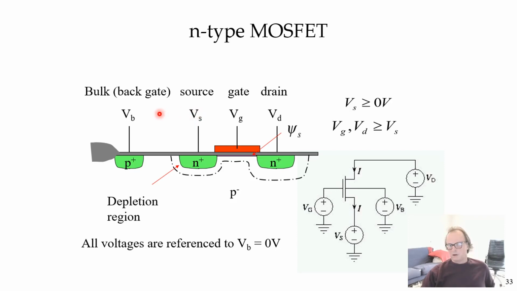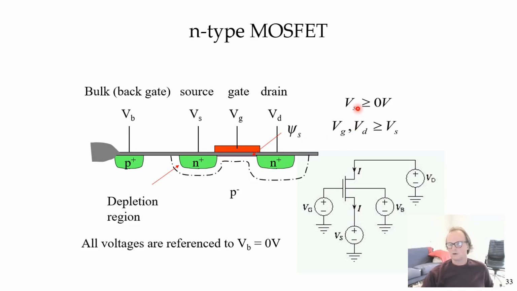And the current in the transistor depends on the combination of all these voltages: the bulk, the source, the gate, and the drain. And in particular, it depends directly on psi S, which is the so-called surface potential. You can't have access directly to the surface potential, but that's the potential that matters, that controls the current.